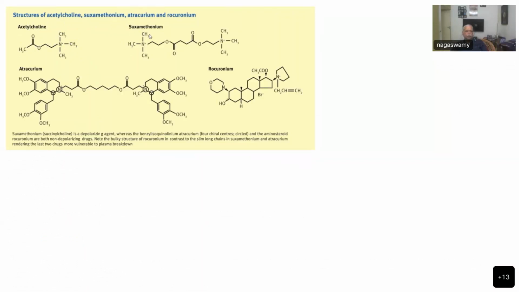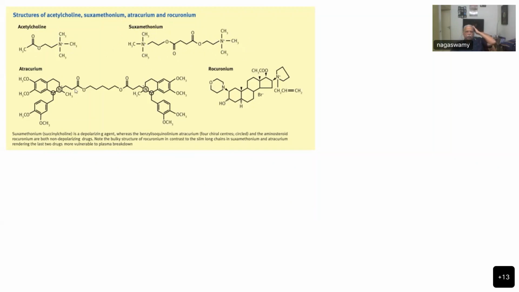And when you see the structure of succinylcholine, it is nothing but 2 molecules of acetylcholine attached to each other. The same thing you can see. This is one half of acetylcholine. This is another half. So succinylcholine is nothing but 2 molecules of acetylcholine combined together.